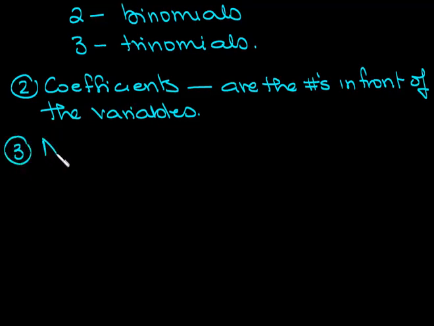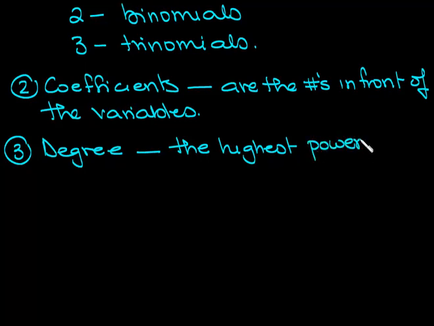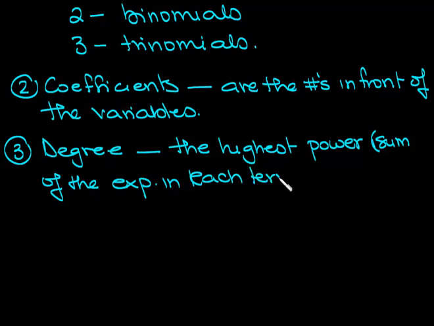The next thing is the degree of the polynomial. It is the highest power, and this could be the sum of the exponents in each term. So the degree is the highest power that's present in the polynomial, and if the polynomial is made up of more than one variable, then you look at the sum of the exponents in each term.